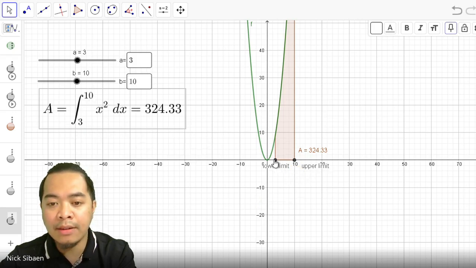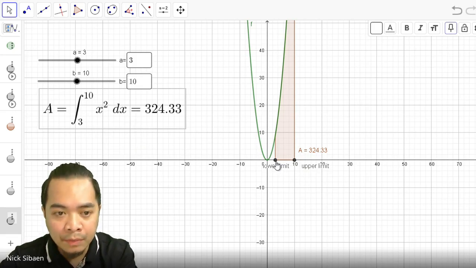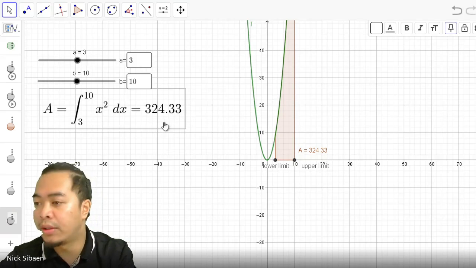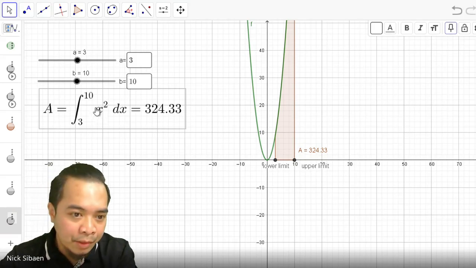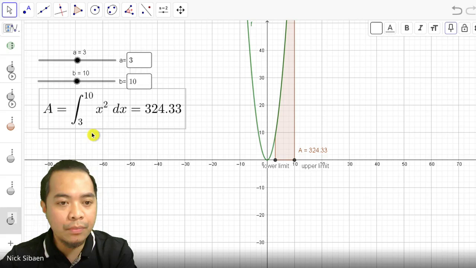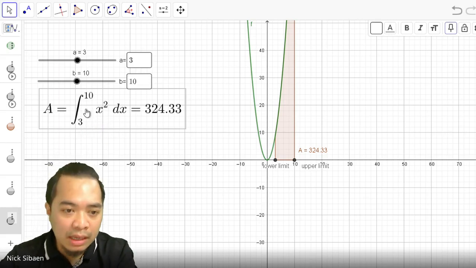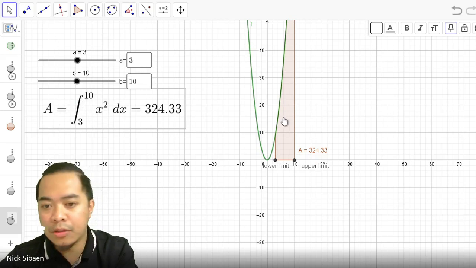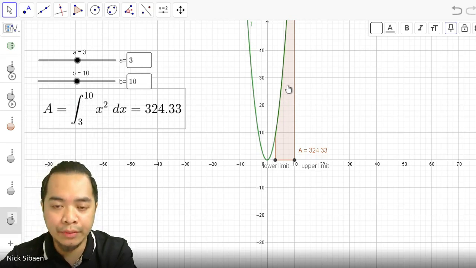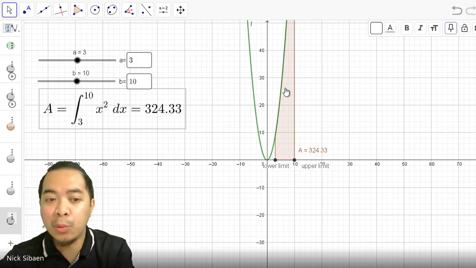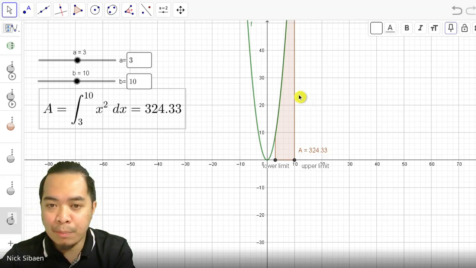So the area from x equal to 3 until 10, that area is 324.33 squared units. So yun yung ibig sabihin ng definite integration. So if we want to put a meaning of this quantity, it should be the area under the curve. So in this topic, it's not just about definite integration. Medyo may twist. That's why it's called an improper integral.